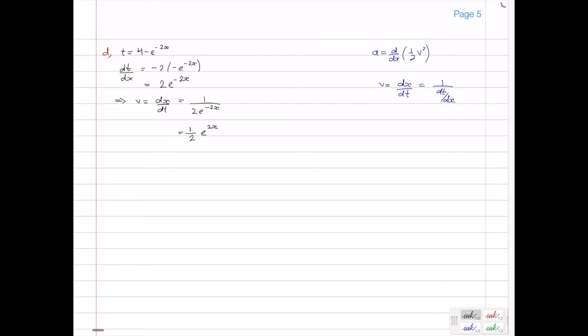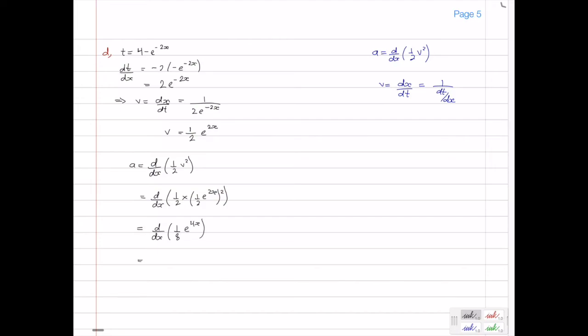Okay, so here I have my velocity. So now I'm going to apply acceleration equals d dx of a half v squared. So I have the derivative of a half times the velocity squared. So that means I'm going to have a half e to the 2x squared. So this will be d dx of a half times a half squared. So a half times a quarter, which is an eighth. And then just applying our power rules, this gives us e to the 4x.